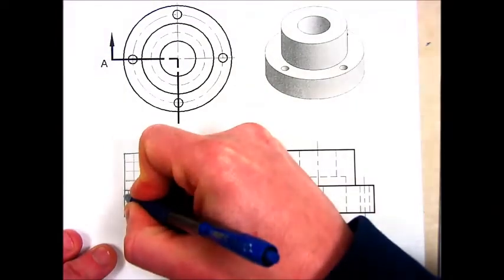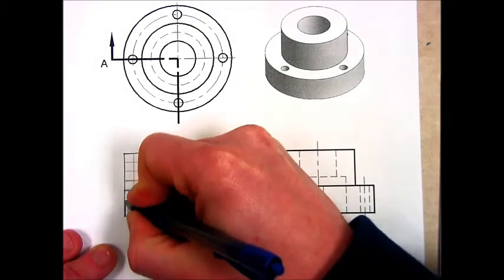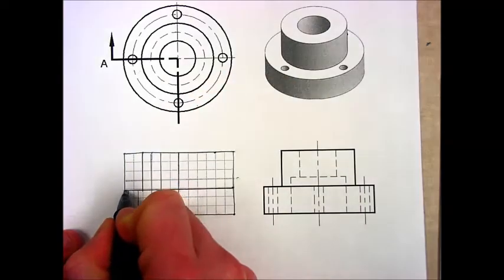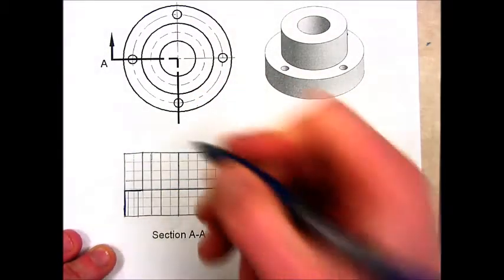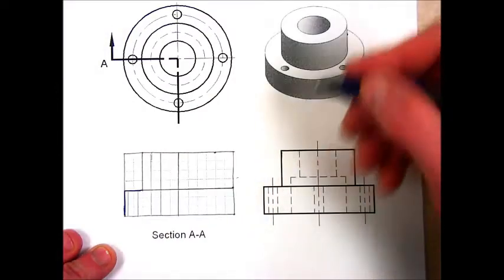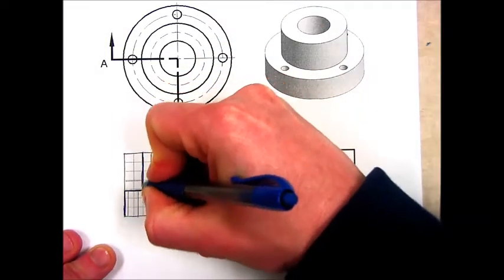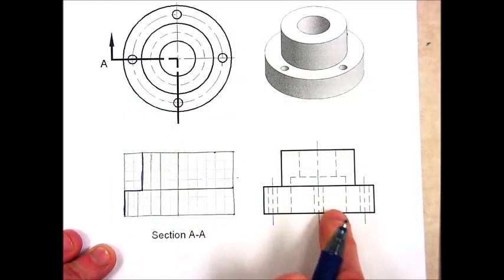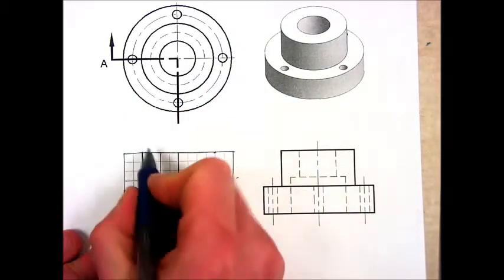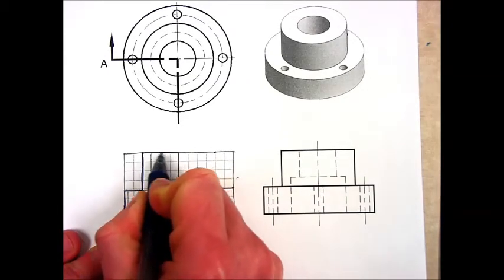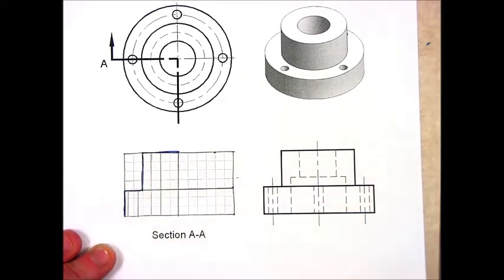First thing I'll do is darken in this line. Over this way, darken in that line. From there, the object goes straight up. Remember, since this is a cylindrical object, we're basically drawing this view right here. The line then comes over, and I'll stop there. So we're going to do half of it.